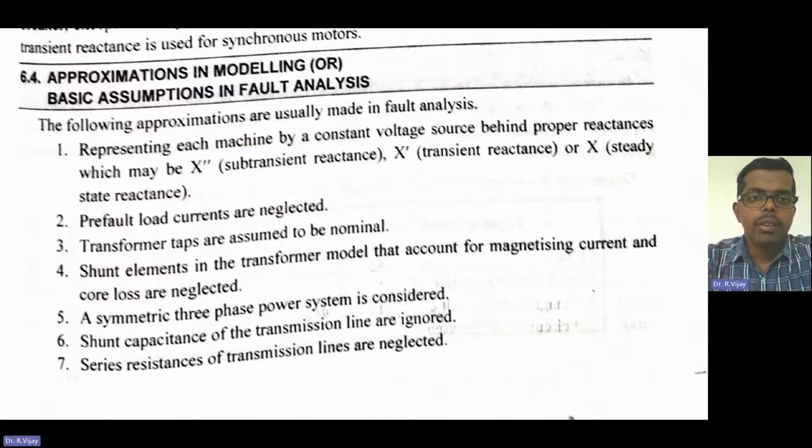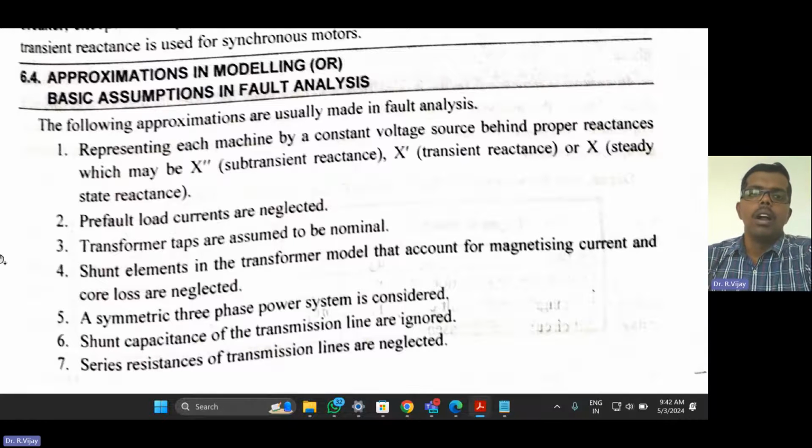Today, we are going to see about the approximations in modeling, or basic assumptions, in the fault analysis. So what are the approximations we are going to model in our fault analysis? These are some of the approximations made in the fault analysis.